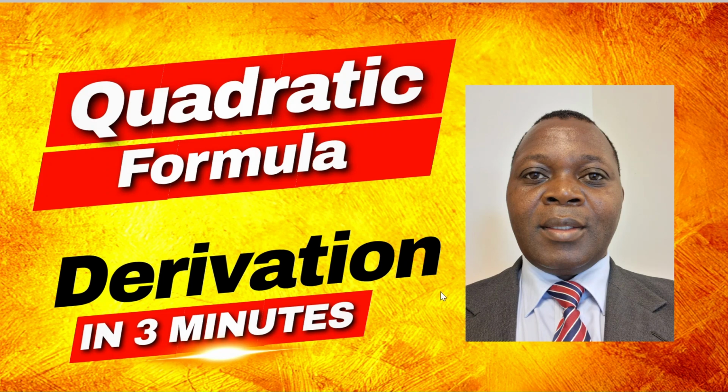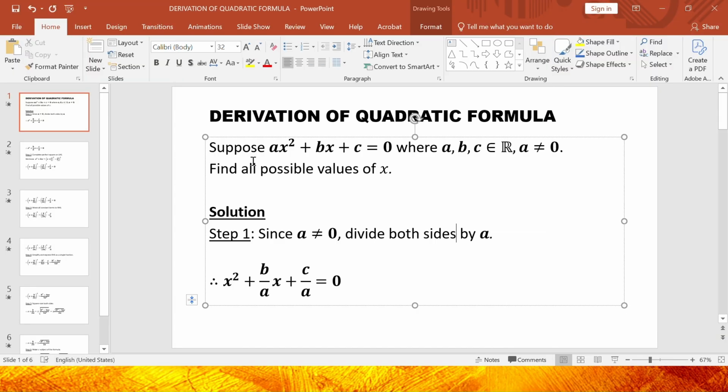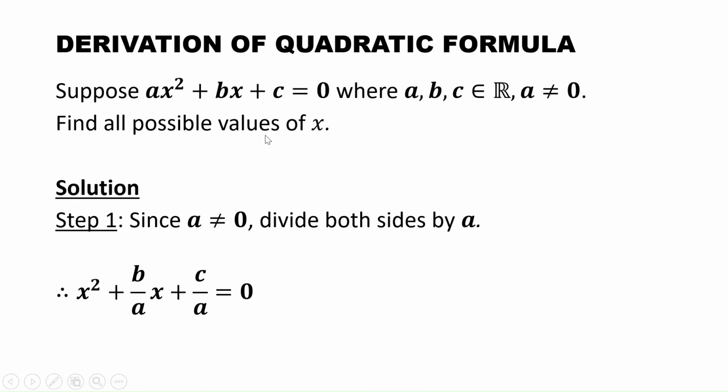Quadratic formula, derivation of quadratic formula in 3 minutes. Alright, let ax² + bx + c = 0, where a, b, c are real numbers and a is not equal to 0. Find all possible values of x.